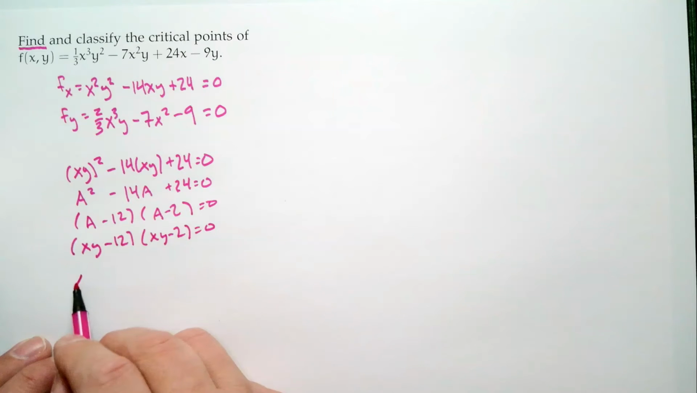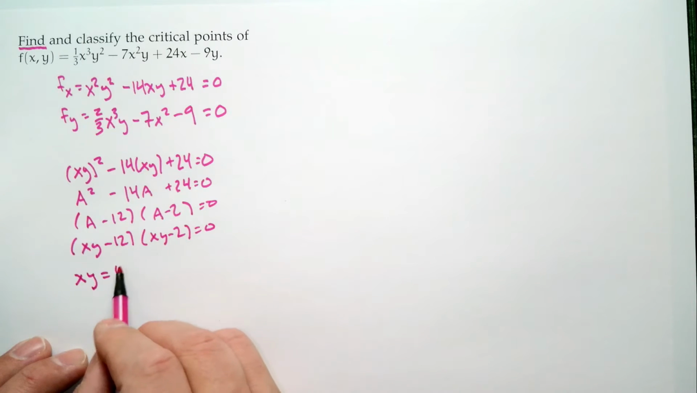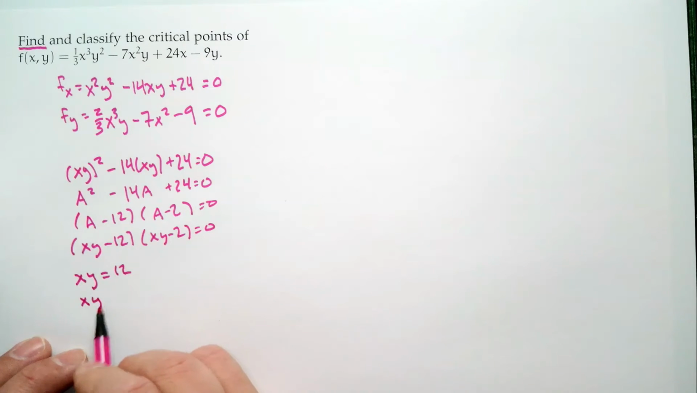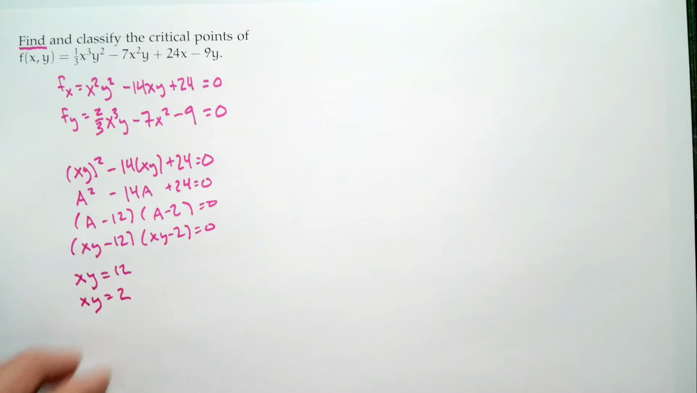So we get two possibilities. One possibility is that xy equals 12. The other possibility is that xy equals 2. So from the first equation, we've narrowed it down: whatever our critical points are, it has to be that either x times y equals 12 or x times y equals 2.